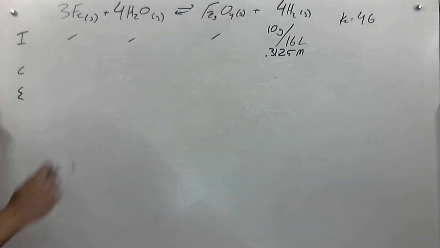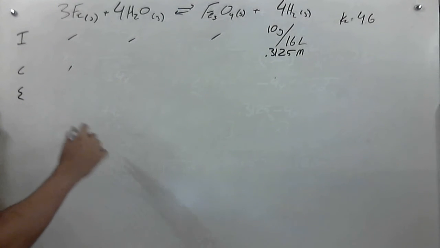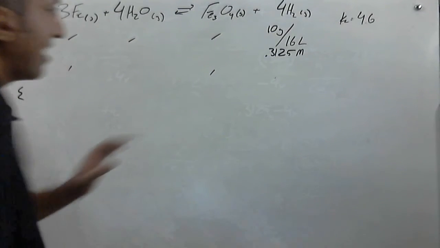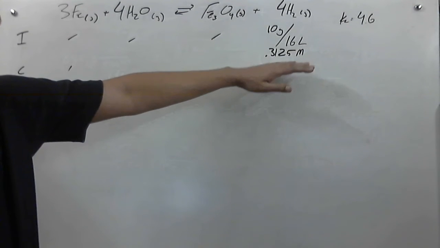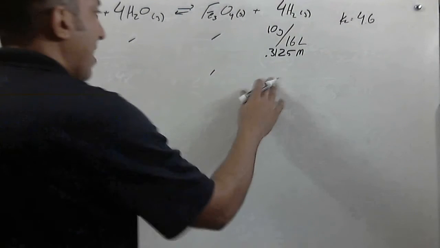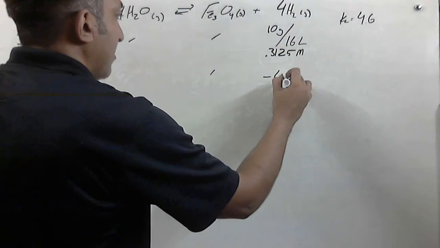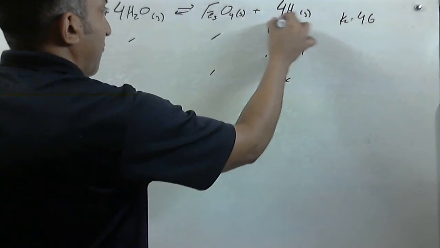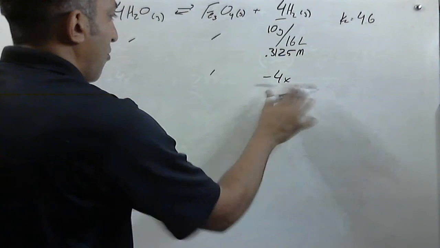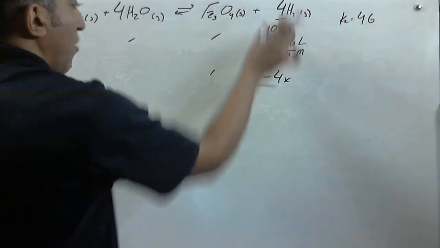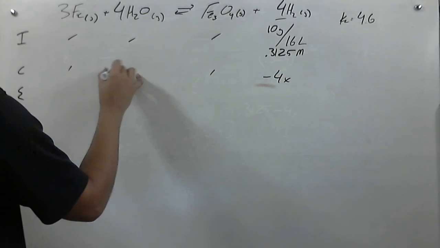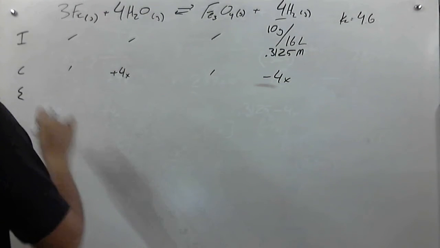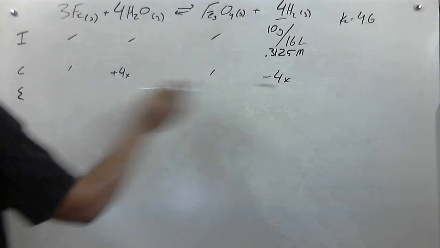Then our change, we're not going to talk about solids. If we're only using 10 grams of hydrogen on this side, then we must take away from this side. We must take away 4x, because there's a 4 here. So we must respect that 4. Usually it's going to be x, but we have 4 of them. So let's take away 4x. If we're going to take away 4x, we must add 4x to this side. So our change is going to be minus 4x and plus 4x.